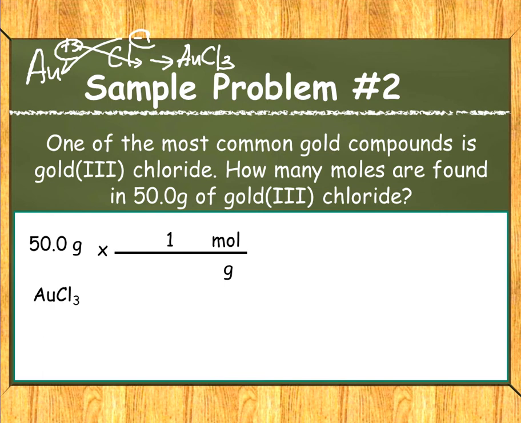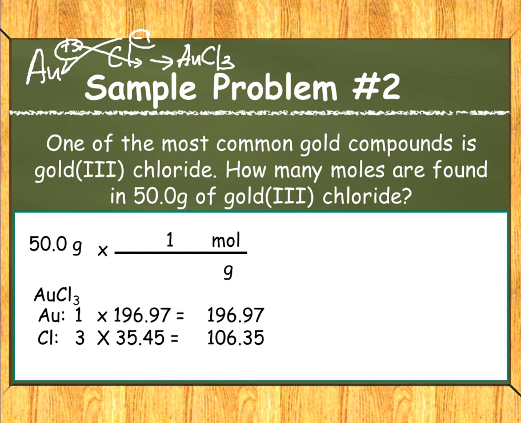Okay. AuCl3 is our formula. Au is going to be, there's 1 of them. Cl, there's 3 of them. Does anybody understand why there's 3 Cl? Because of the subscript, right? Okay. I get these numbers from the periodic table, and all I do is I multiply across. So, and then I do what, Jacoya? And I add them together. When I do that, I get 303.32. Good.